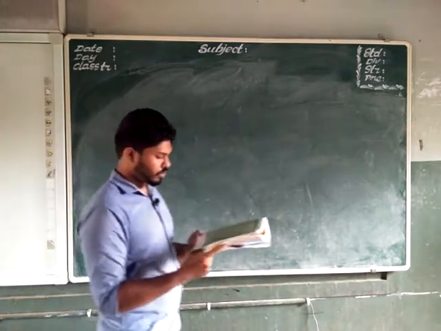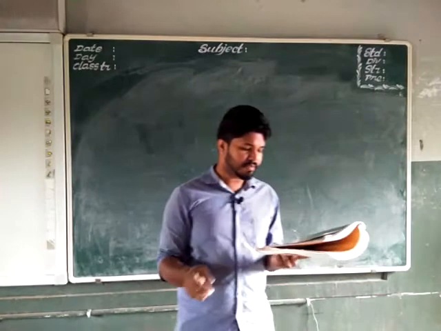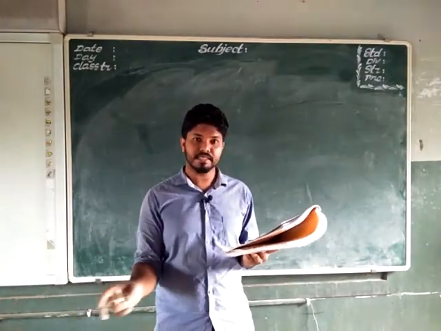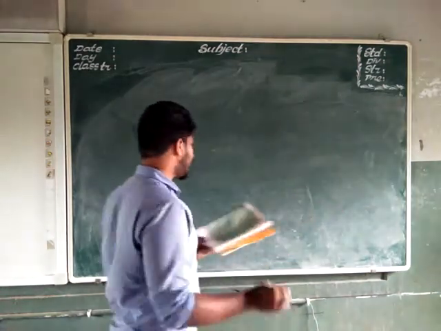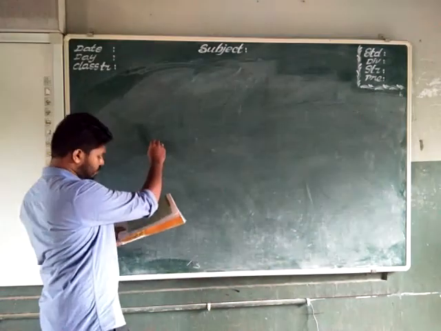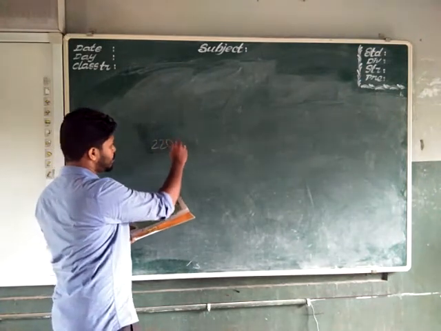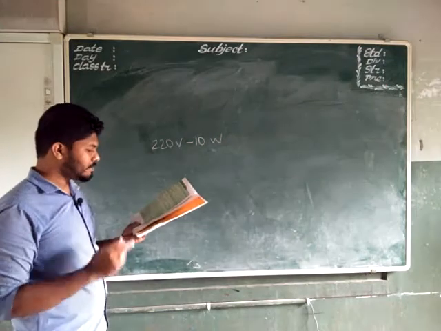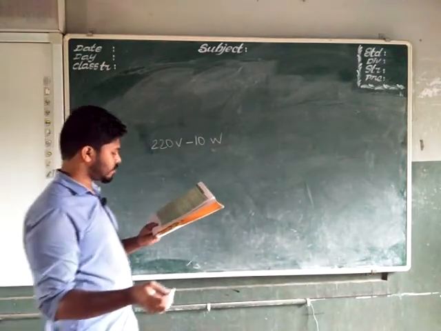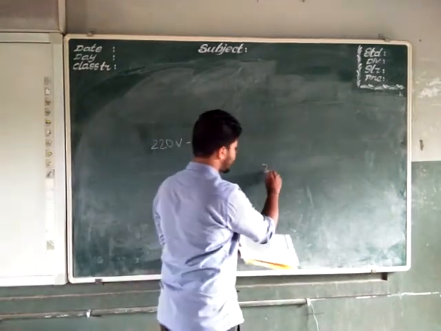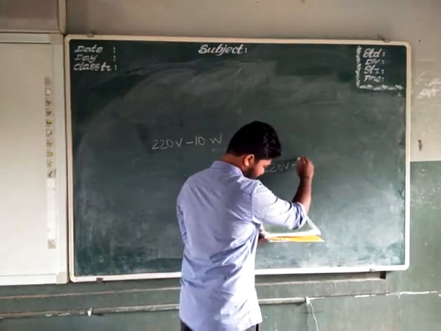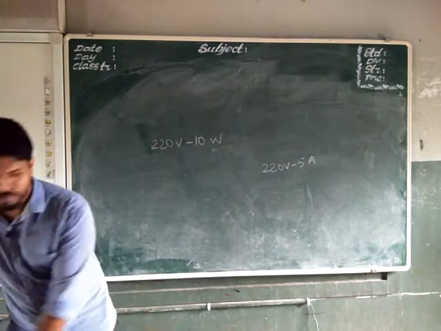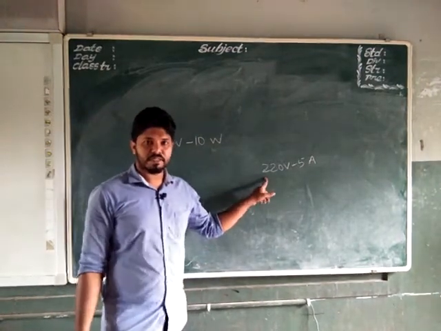Now 12th question. Several electric bulbs designed to use on a 220 volt electric supply line are rated 10 watt. So the rating of the bulb is 220 volt and 10 watt. How many lamps can be connected in parallel with each other across the two wires of the 220 volt line if the line carries 5 ampere? So here, this is the line, this is our circuit.